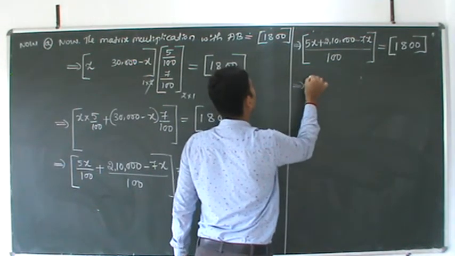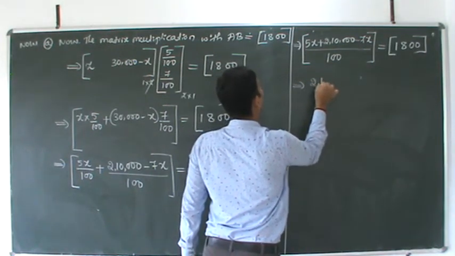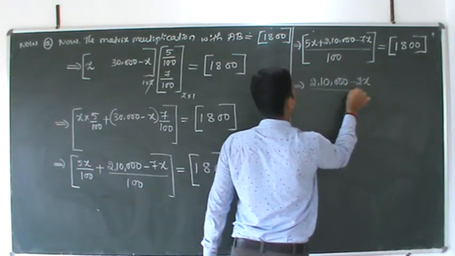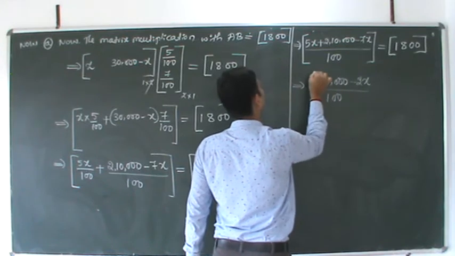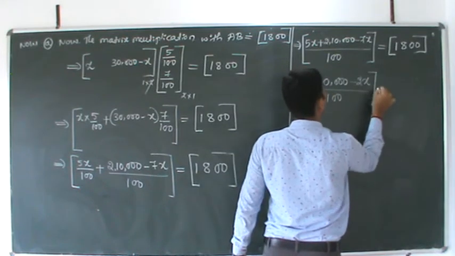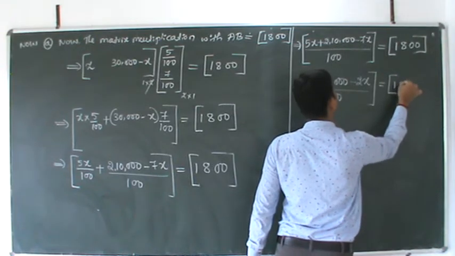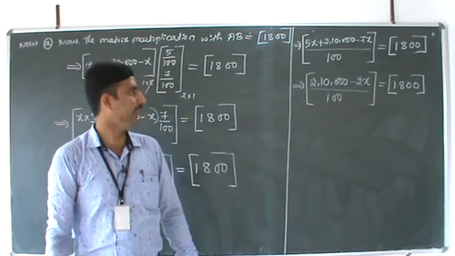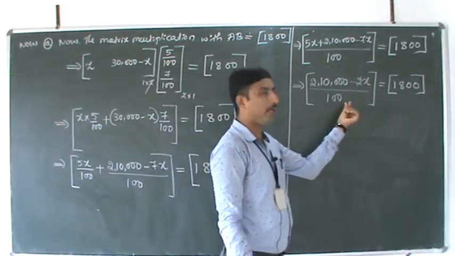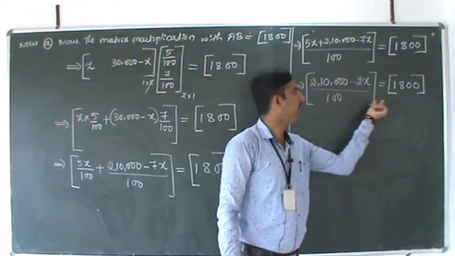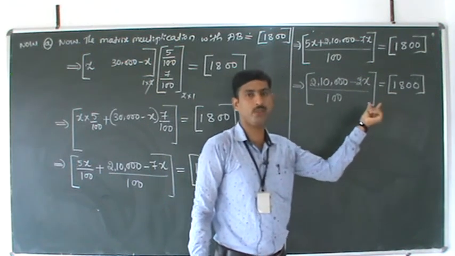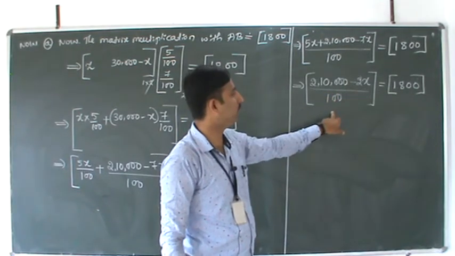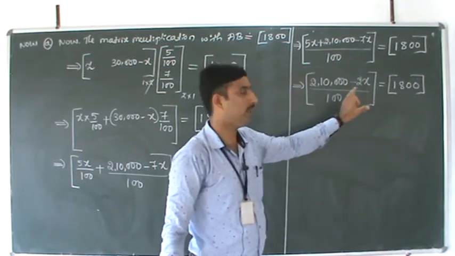Which is nothing but (2,10,000 minus 2x) whole divided by 100, correct? Which is equal to matrix 1800, which is nothing but matrix 1800. Then by the equality of matrices, the corresponding components should be same, because it is also 1 cross 1, which is also 1 cross 1, then you can compare, right?